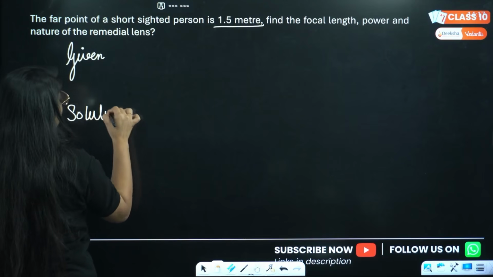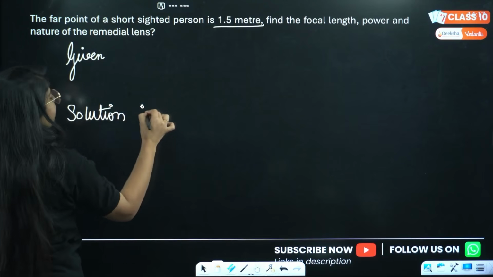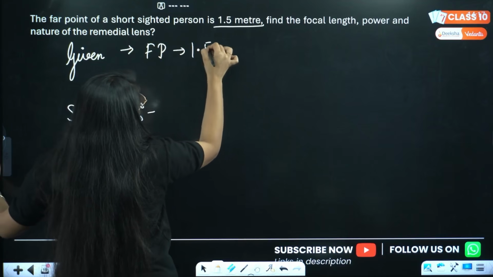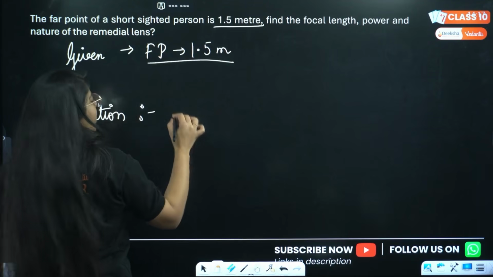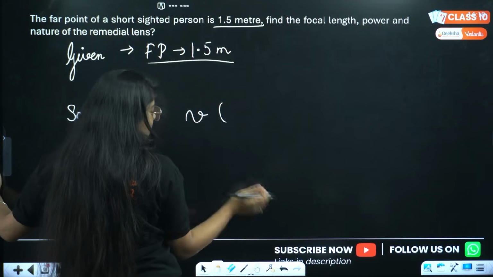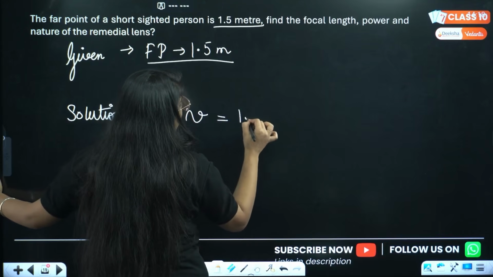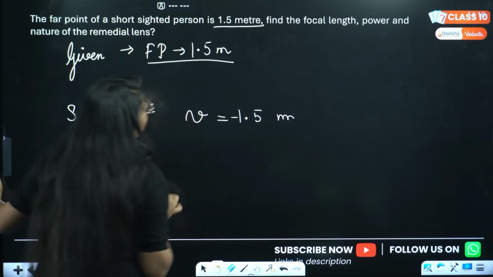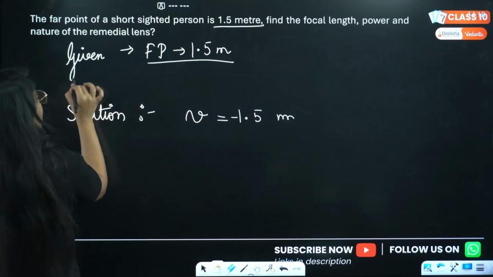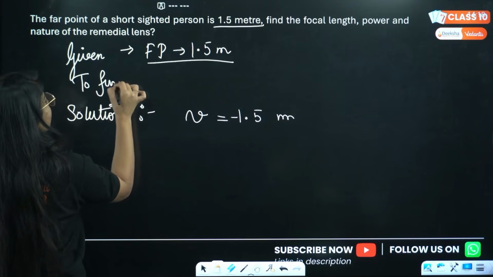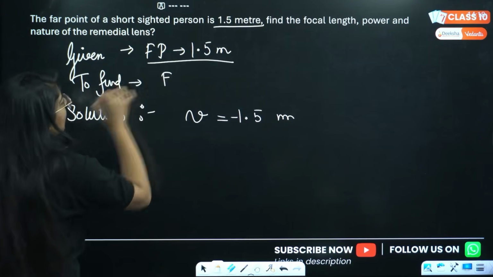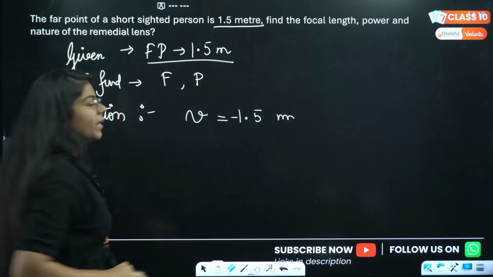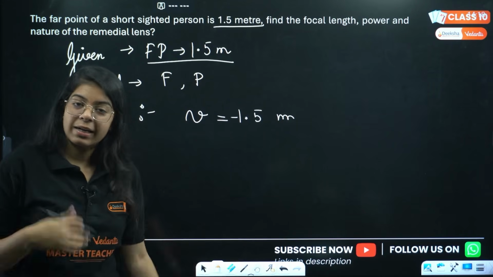It will always be V of the corrective lens. Given is far point, which is 1.5 meters. Now this far point is my V, that is 1.5 meters, and it is always negative. Find the focal length. We have to find the focal length and power of the remedial lens. Remedial is also the corrective lens.